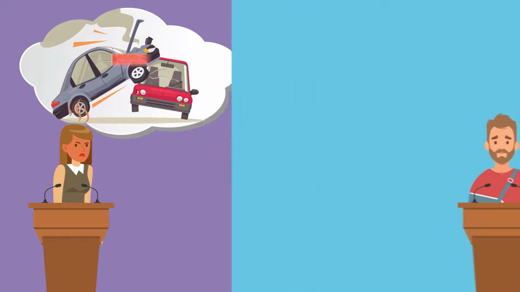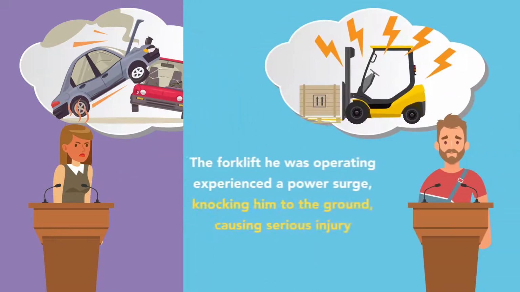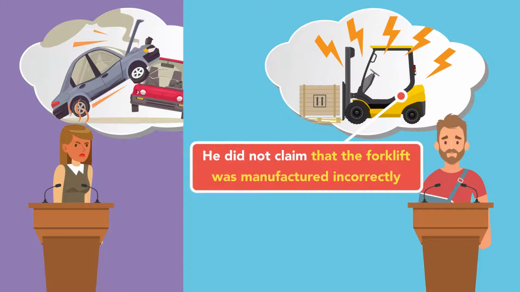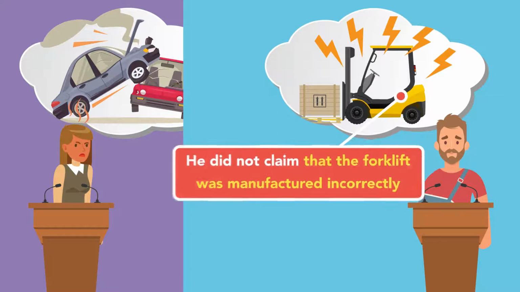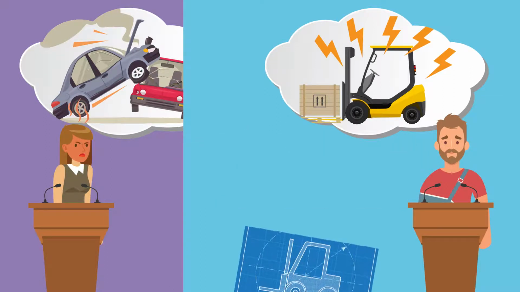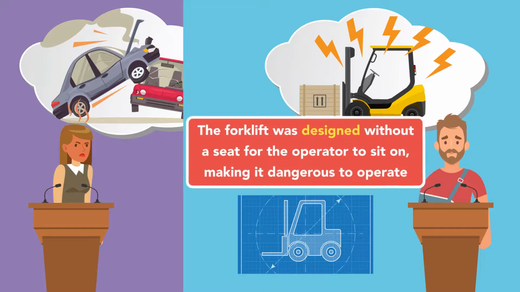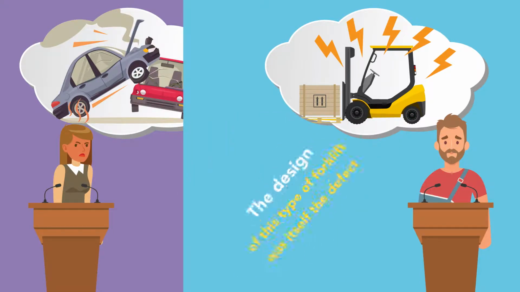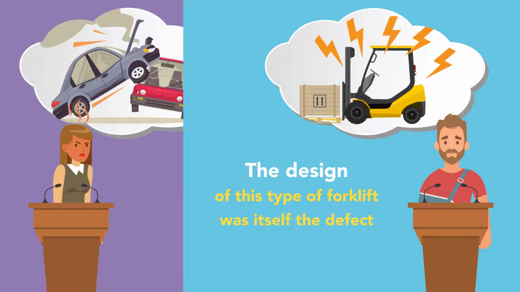In the second case, a forklift operator sued when the forklift he was operating experienced a power surge, knocking him to the ground, causing serious injury. He did not claim that the forklift was manufactured incorrectly. However, the plaintiff argued that the manufacturer should be liable because the forklift was designed without a seat for the operator to sit on, making it dangerous to operate. The case rested on the theory that the design of this type of forklift was itself the defect.